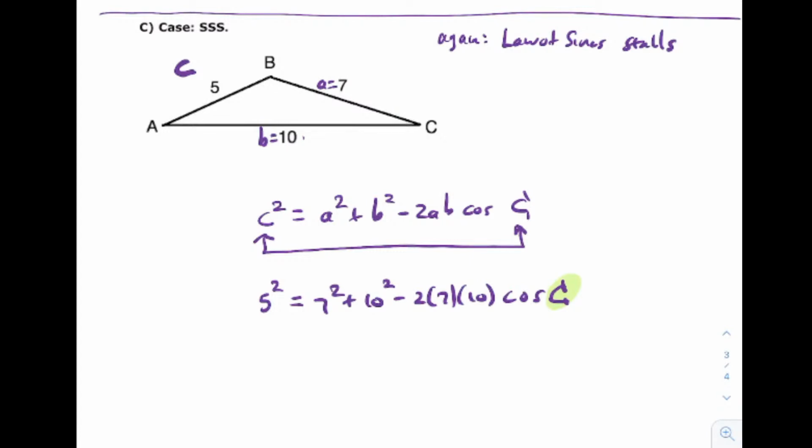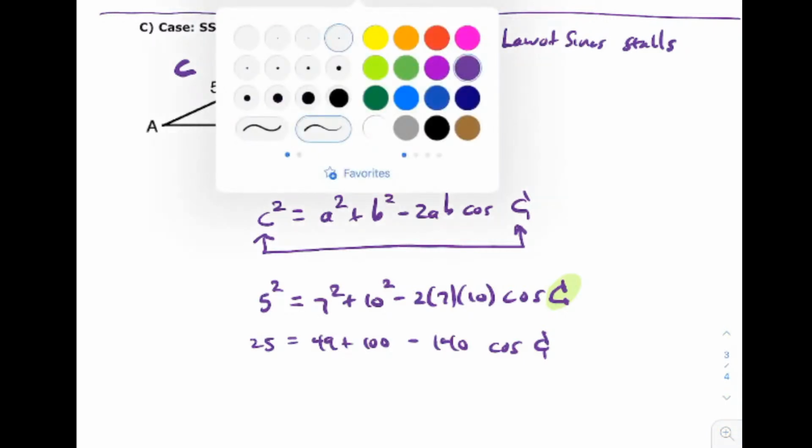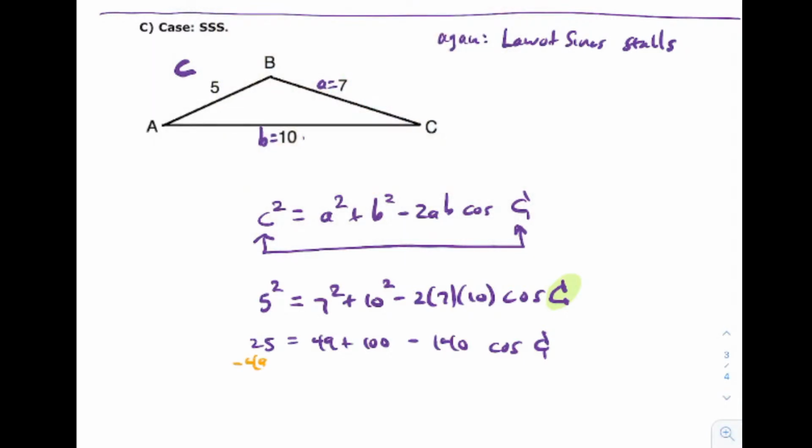So what do you do? You start going like this. That's a 25, that's a 49, that's a 100. 2 times 7 is 14. 14 times 10 is 140. Cosine of angle C. So you do the old subtract 49 on both sides, and then you do the old subtract 100 on both sides, right? And then what have we got now?